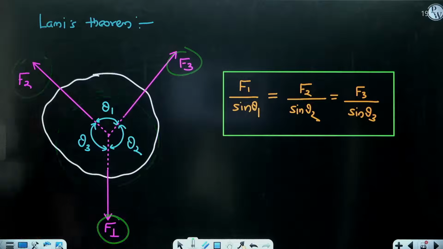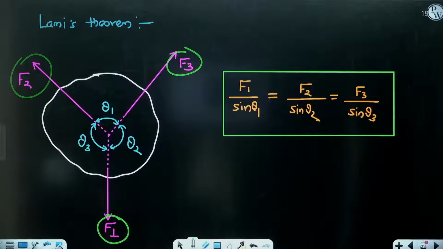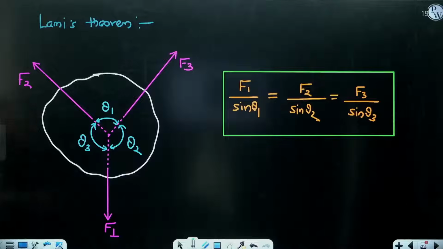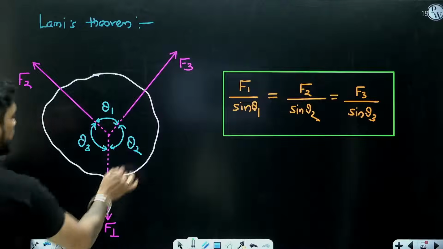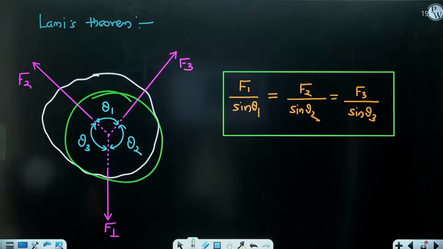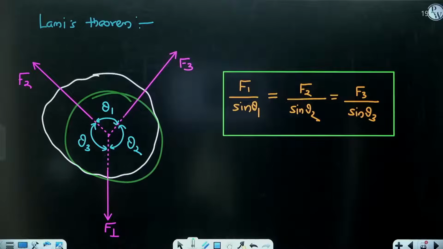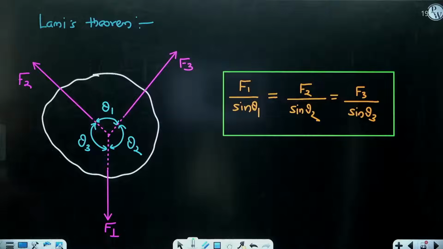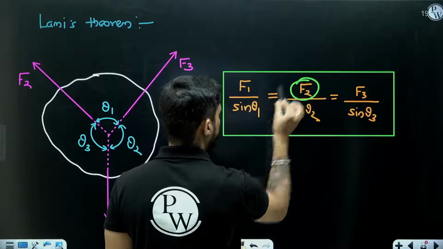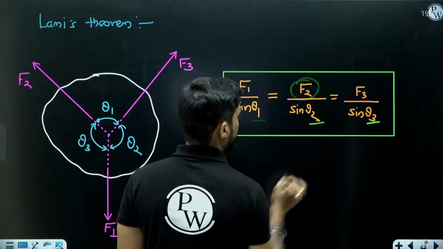In order to use Lamy's theorem to find the unknown forces, at least one force must be known and all three angles must be known. Then only you can use this theorem to find the other two forces. For example, let's say we know F2, and we know θ1, θ2, θ3.